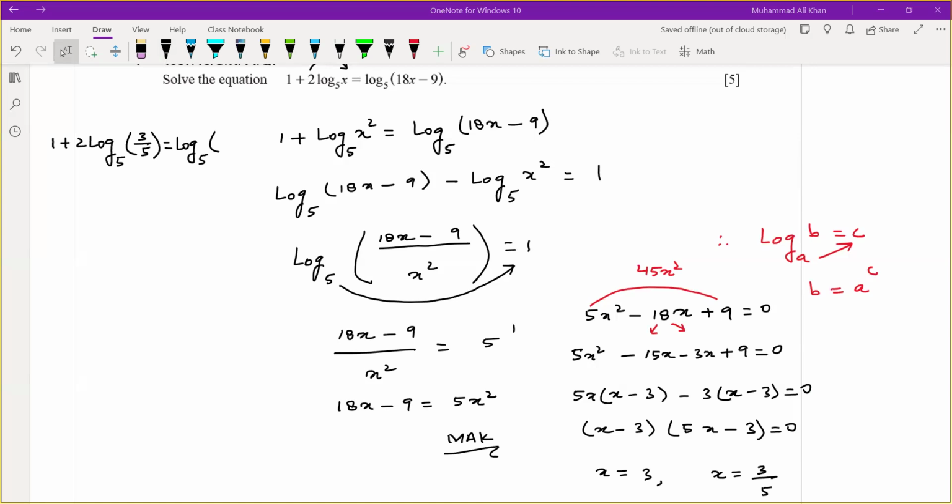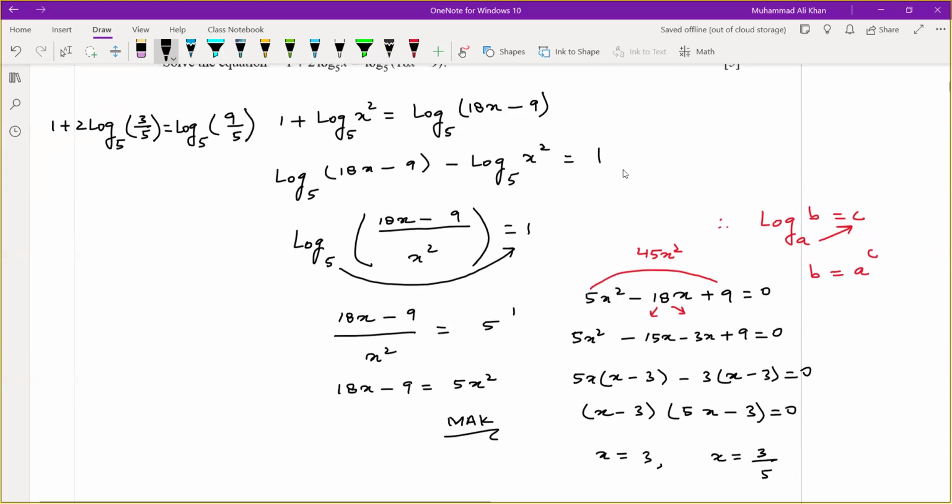18 multiplied by 3/5 minus 9. The result is 9/5. So from both values we are getting the positive value, right? We are getting the positive value.